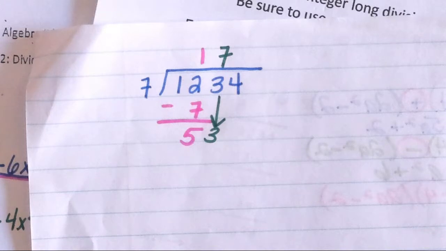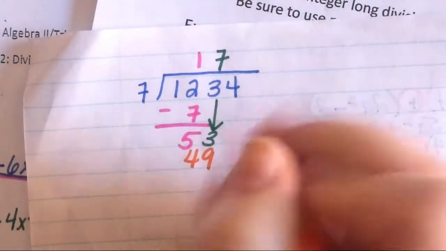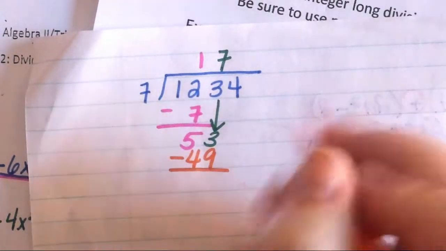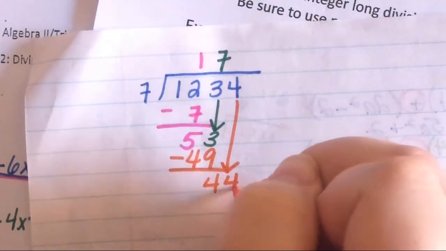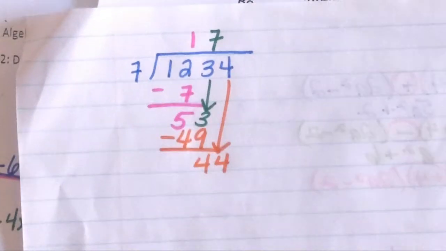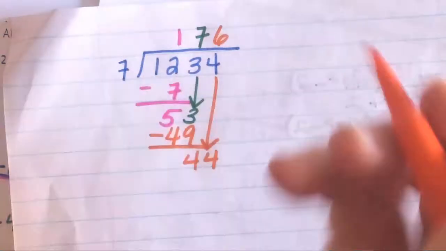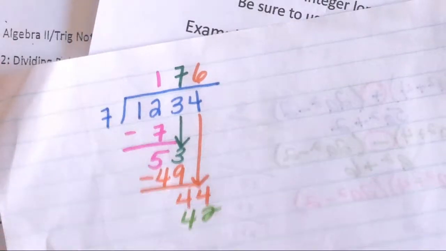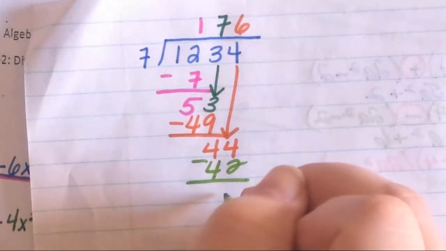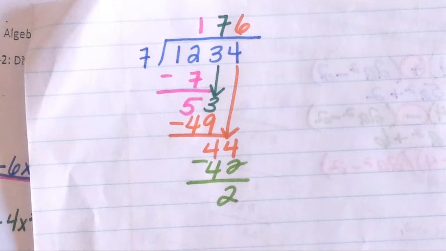Okay, so P.S. the answer's on your handout. So 7 times 7 is 49. So I subtract 49. I end up getting 4. I bring down the other 4. And 7 times what is 44? Well, 7 times 6 is 42. So I subtract, and I'm left with a 2, and then I'm out of numbers to bring down. So what would I do then? So I've got a remainder.